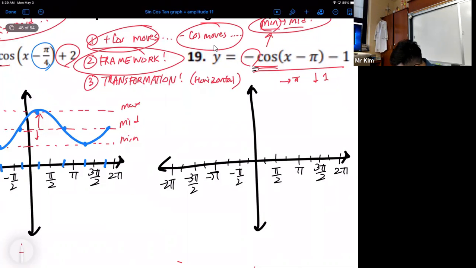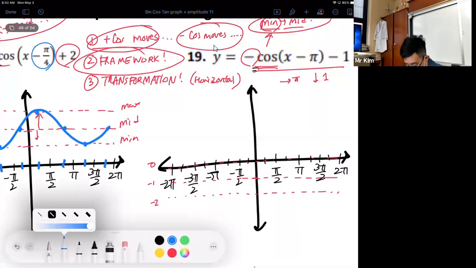So again, the first thing is always to draw the framework here. Minus 1, plus 1, minus 1 from the amplitude. So I'm going to go down to minus 2, and I'm going to go up to 0 for my max and min. And the minus 1 is going to be at my middle. Again, that's my framework here.